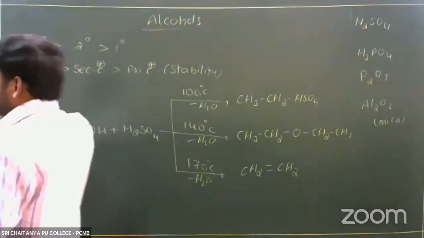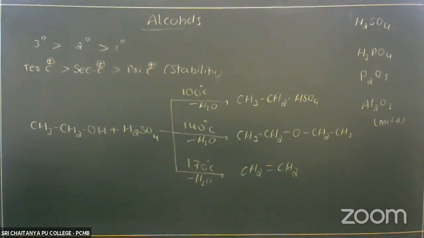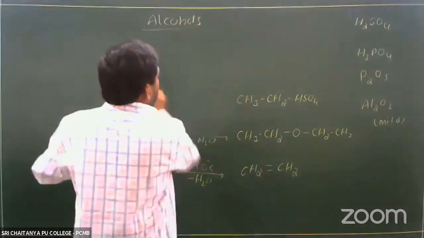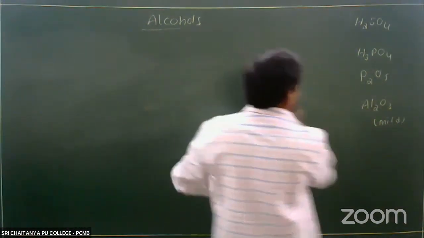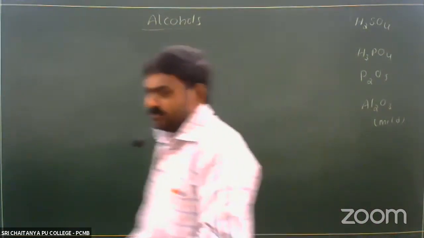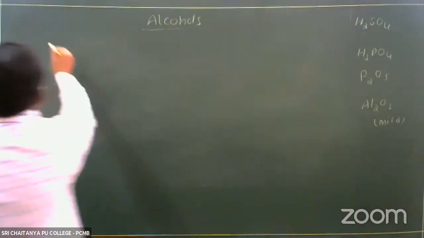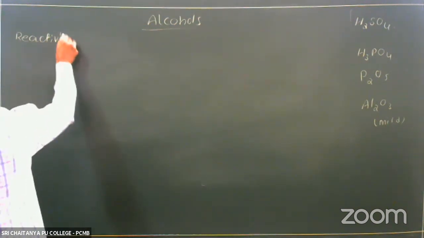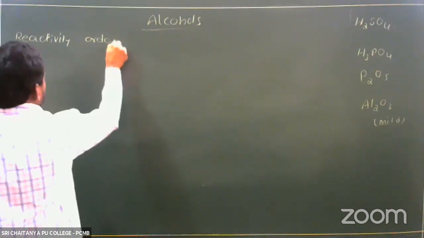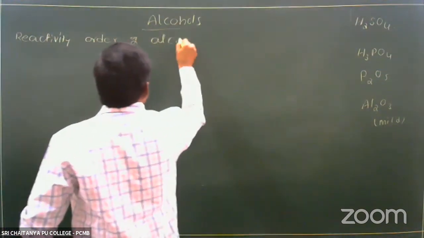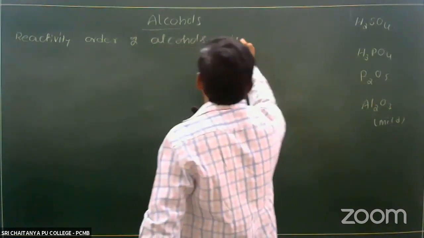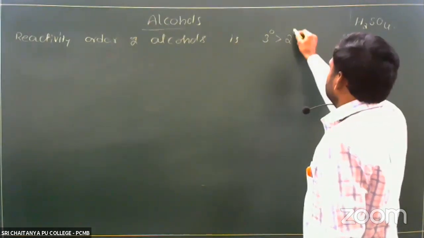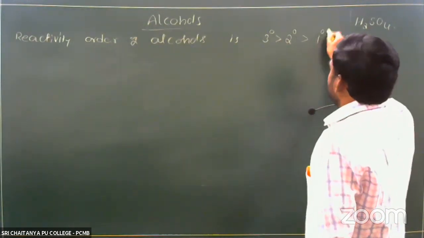Next, the reactivity order is very important. If we use other dehydrating agents like phosphoric acid, for example. What is the reactivity order of different alcohols? The reactivity order of alcohols: tertiary alcohols are more reactive towards dehydration than secondary alcohols, which are more reactive than primary alcohols.